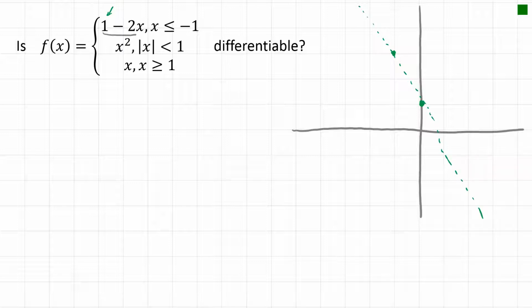Now this green dotted straight line actually only applies for when x is less than -1. So that means this graph actually only comes up to this point because that's when x equals -1 and stops.